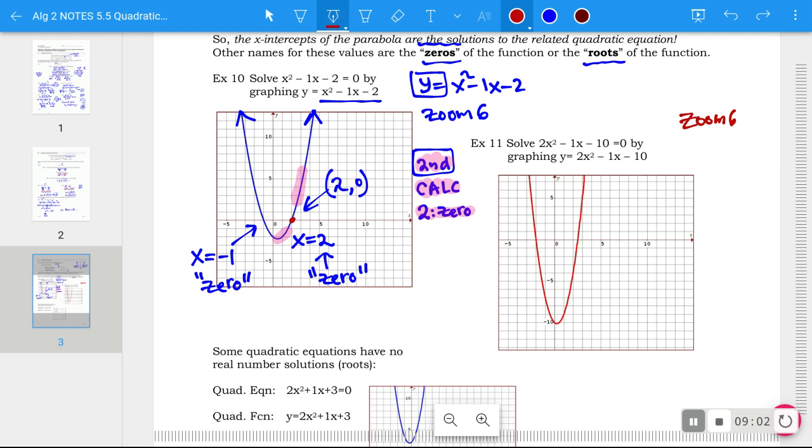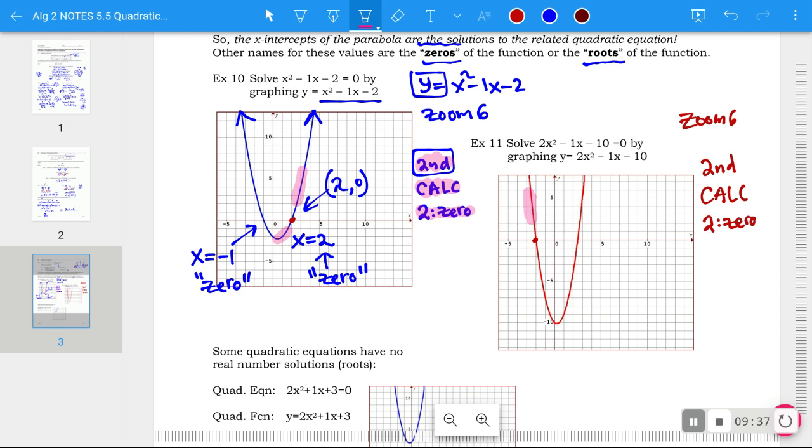Okay, we're going to find the one on the left first. And you do that by going second, calc, which is the second function on the trace key, and then go to choice 2 where it says zeros, or 0, I can't remember which. And it'll go to the screen and say left bound, and it wants you to lead it somewhere over here to the left of that first answer.